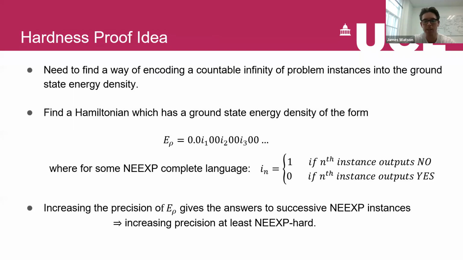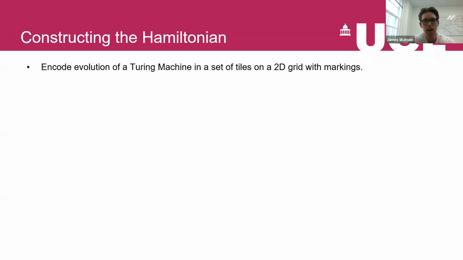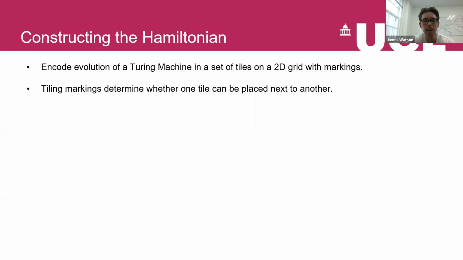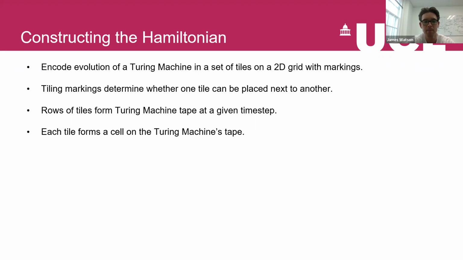And so that's all very nice and easy to say, but what we need to do now is to construct a Hamiltonian, a physical system, which has this property. And the way we're going to do this is we're going to start by looking at not a Hamiltonian or physical system, but a set of tiles. So we're going to start by encoding the evolution of a Turing machine into a set of tiles on a two-dimensional grid with markings. These tiling markings determine whether one tile can be placed next to another. Rows of tiles are going to form a Turing machine tape at a given time step, each tile is going to form a cell on the Turing machine tape, and tiling rules are going to enforce the correct evolution of the Turing machine.